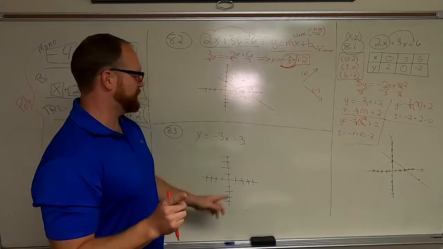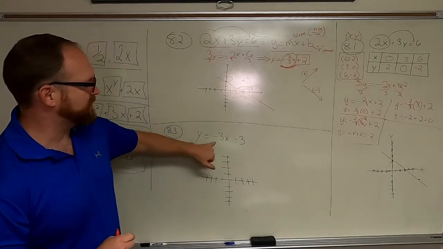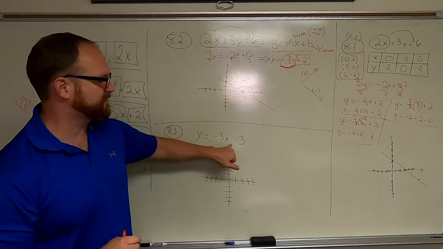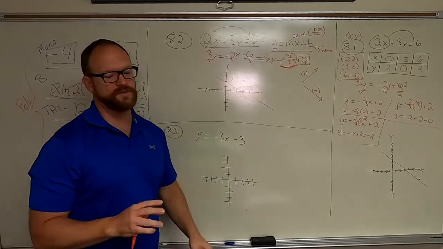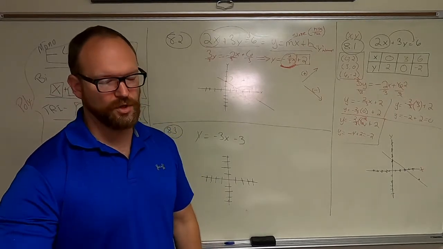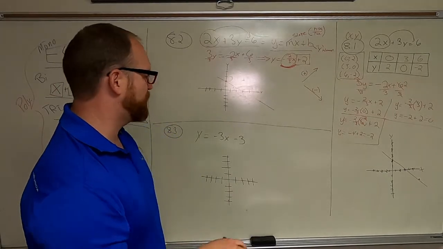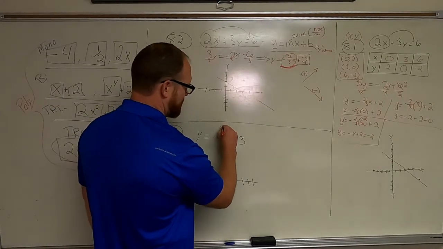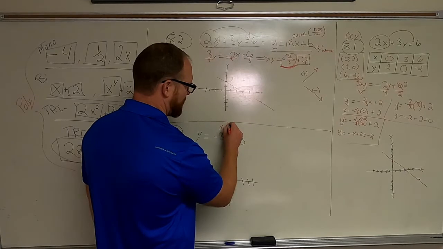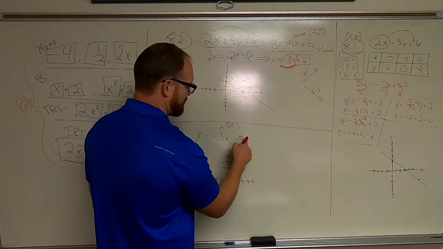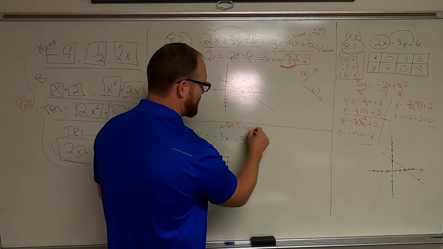Let's look at another one there that's in our book, 8.3. Y equals negative 3x minus 3. This should be pretty simple for us, but we're going to look at it and see if we can tell what each one of these mean. Well, we know that we have an m, which is our slope, which is the rise over the run. We have our b, which is our y-intercept.